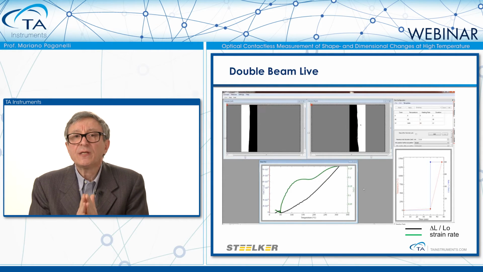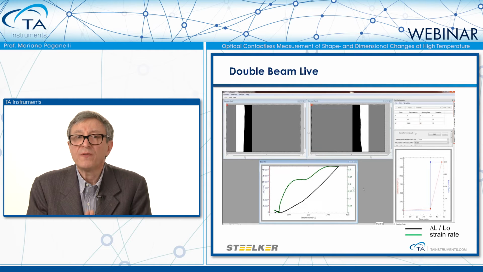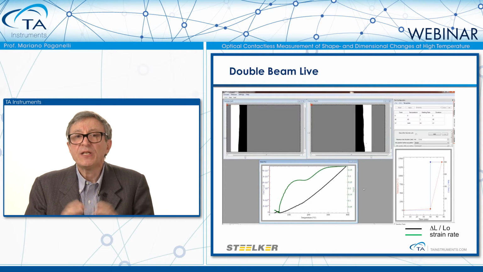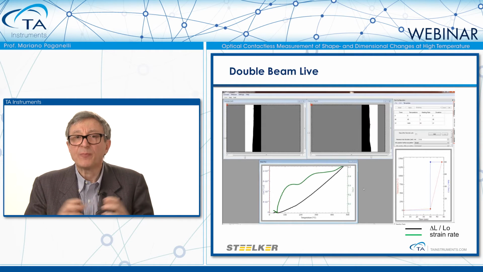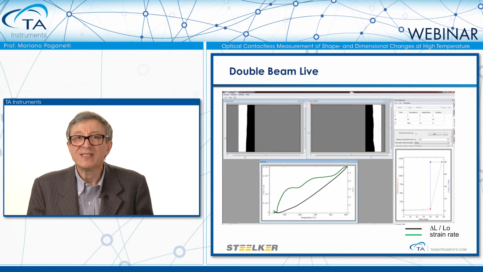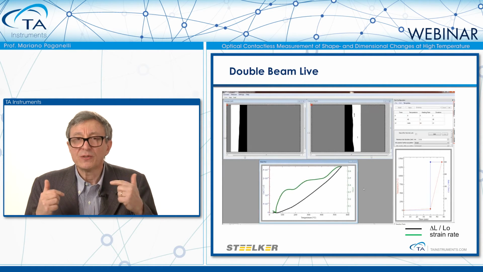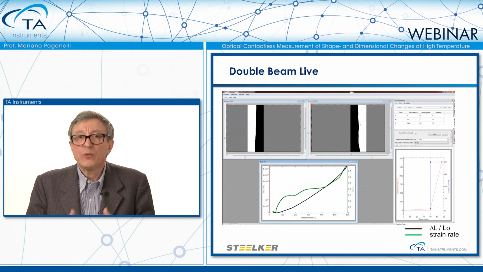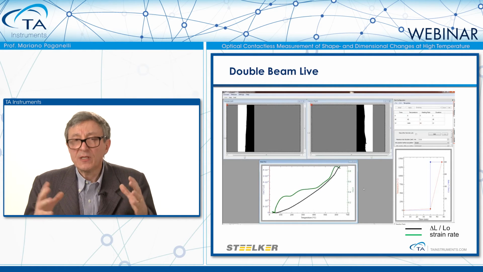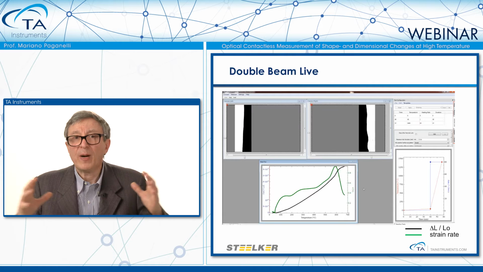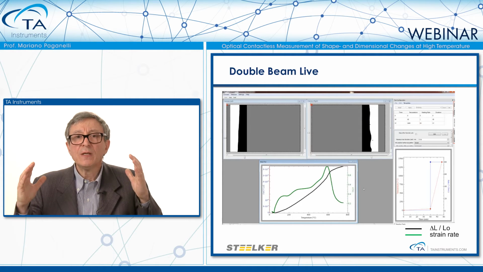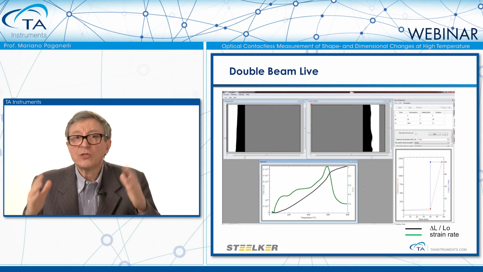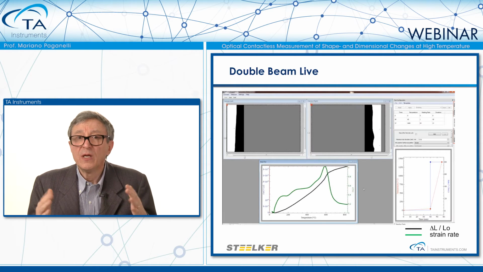Now we can see here a live representation of how it works. The material is being heated. The black line is the expansion. The green line is the speed of expansion or strain rate. And we can follow the expansion of the material. The two images are moving apart because the material is becoming longer. But this is not going to last forever.